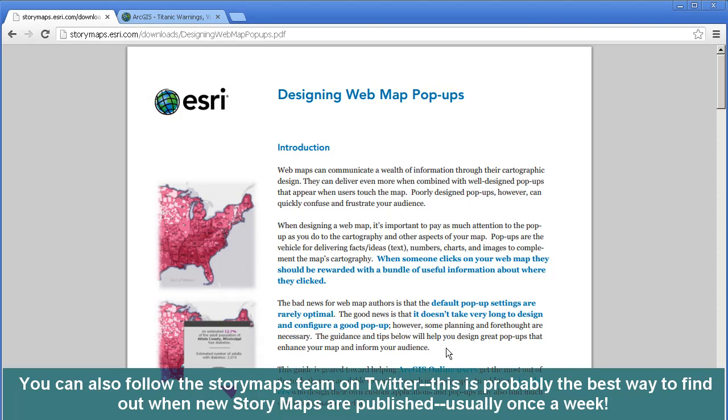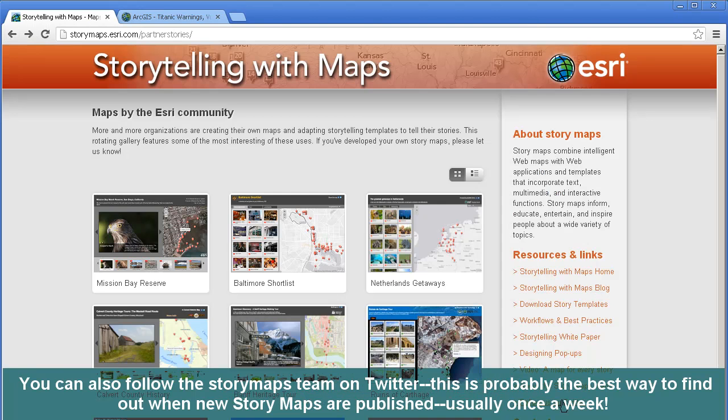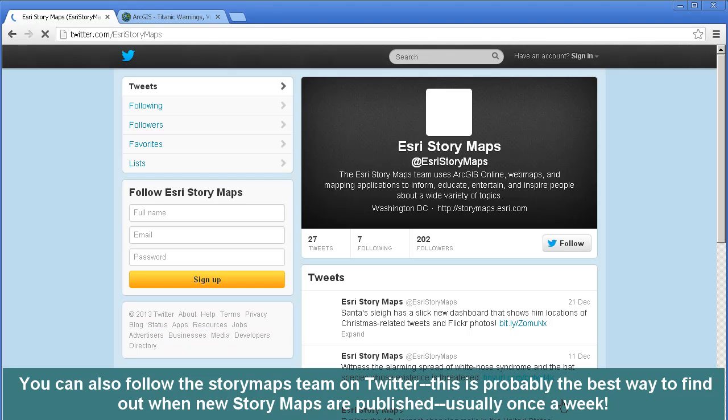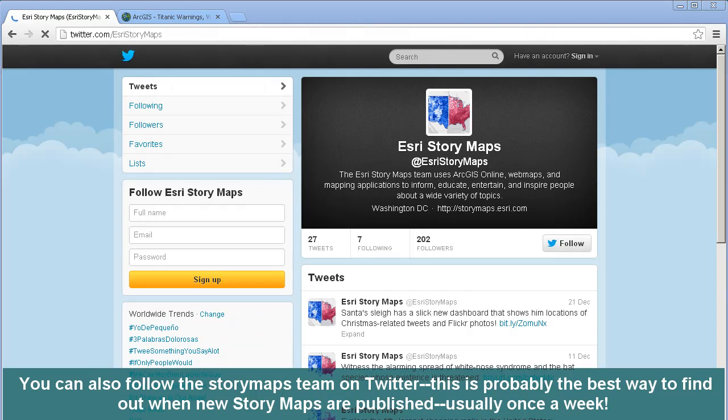You can also follow the Story Maps team on Twitter. This is probably the best way to find out when new story maps are published, usually once a week.